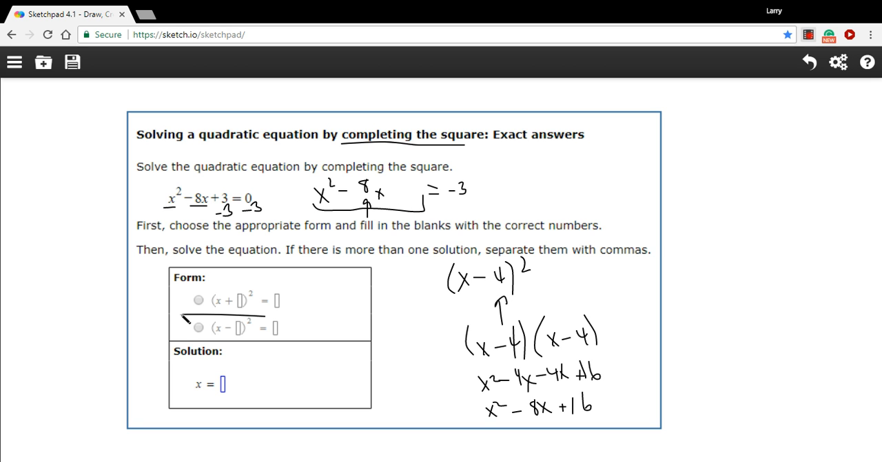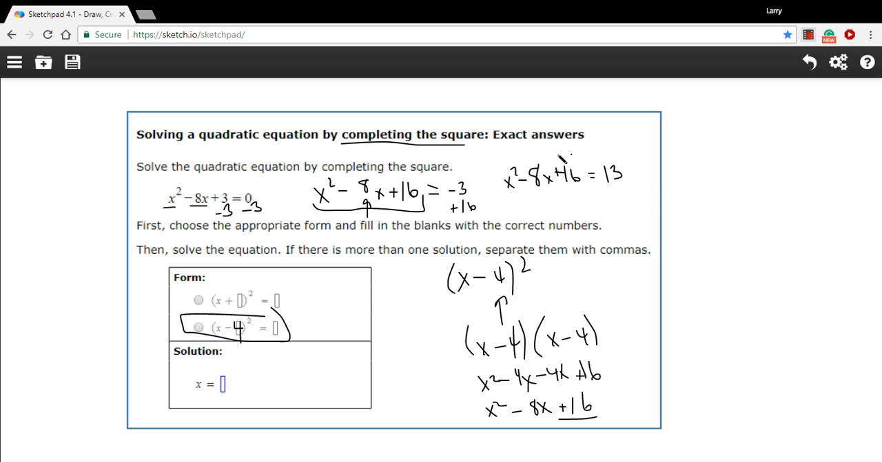So this is the form we're going to be using. And we should fill in a 4 here. But we've got a little bit of a problem because we have to put a plus 16 in here. Well, I'm just going to do that. I'm going to add 16 to this side. The laws of algebra tell us if we add 16 to one side of an equation, we have to add 16 to the other side of the equation. So I can balance this by adding 16 to both sides. So when I rewrite this, on the left, I'm going to have x squared minus 8x plus 16. And on the right side, it's negative 3 plus 16, so that's a positive 13.